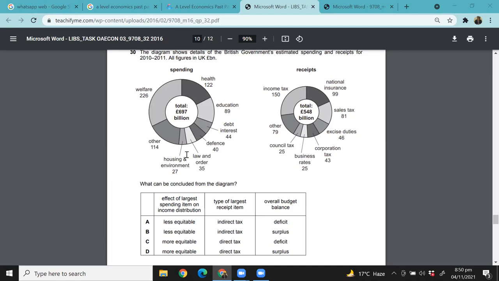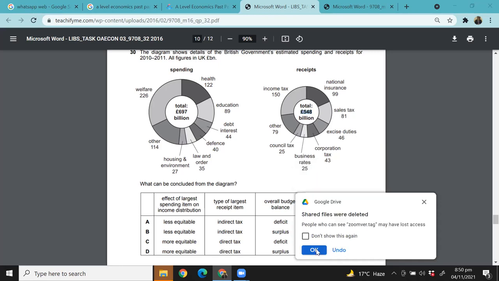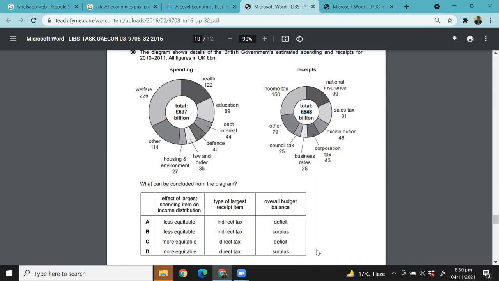So first of all, tell me overall budget balance. Is that a surplus or a deficit? Just by looking at it, you can tell whether the spending is greater than the receipts or less than the receipts. If the spending is greater, because spending is 697 pounds and receipts are 548, so that's less, right? Is it making sense? Right? So that's a deficit. Very good.